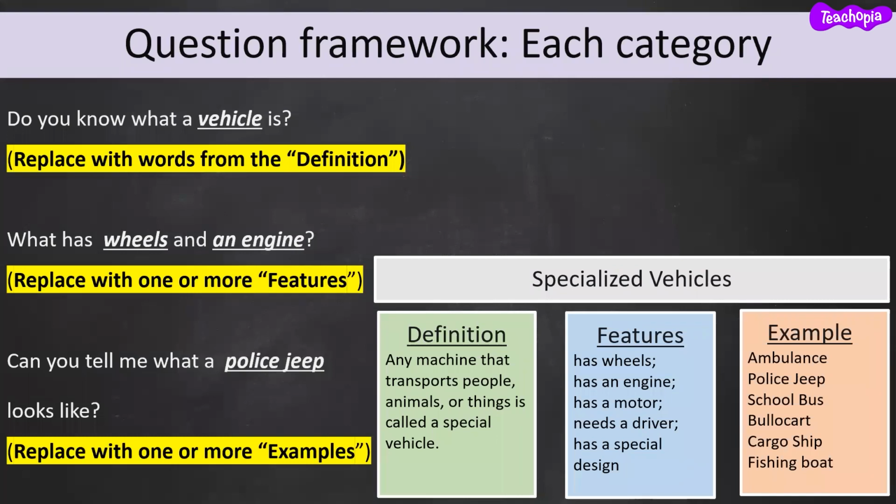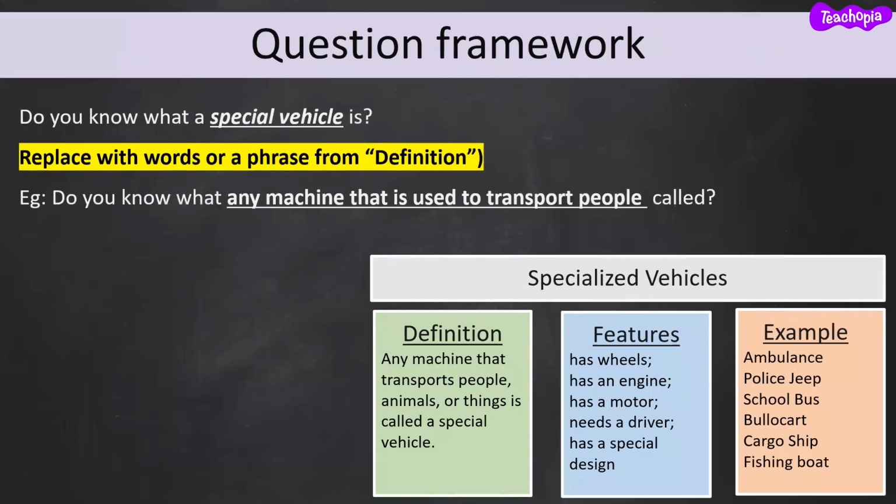For example, do you know what a vehicle is? Here you can replace vehicle with any word from definition. What has wheels and an engine? Here you can replace wheels and engine with any words from features. Can you tell me what a police jeep looks like? You can replace police jeep with any one or more examples that you like. So let's see how that is done.